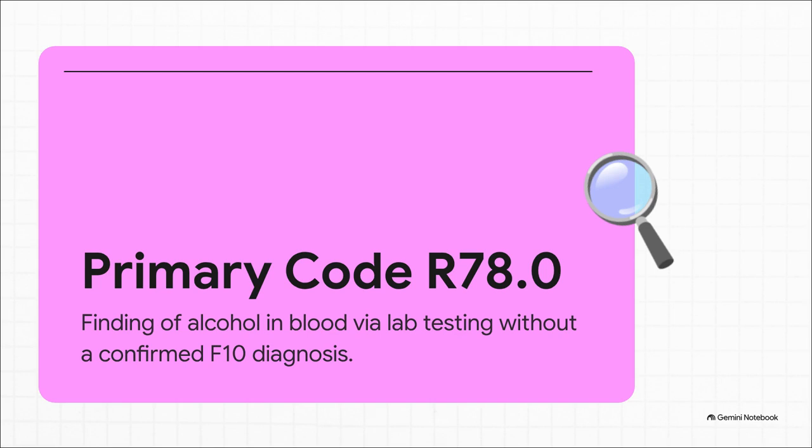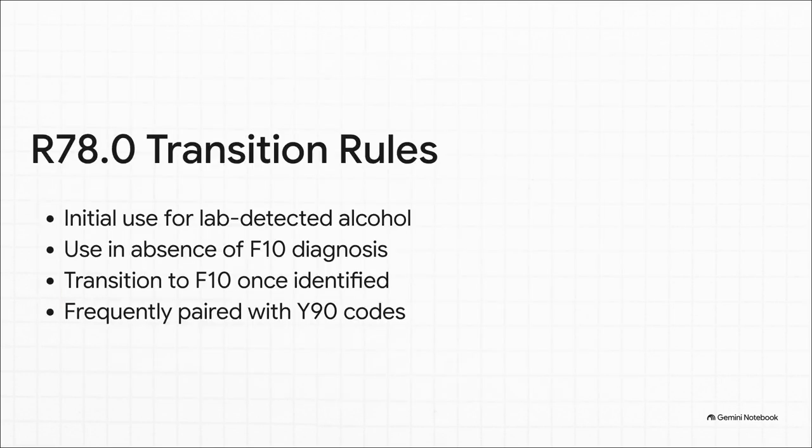Nothing more, nothing less. Now, the transition rules here are basically going to dictate your entire workflow. You use R78.0 right out of the gate when you get that positive lab detection. It's kind of like your placeholder. But, and this is a big but, you absolutely must pivot away from R78.0 and jump into the F10 substance use disorder series the second a provider officially documents a formal disorder, like abuse or dependence. Oh, and one more thing. When you do use R78.0, it's frequently paired with our next topic, the Y90 category codes.